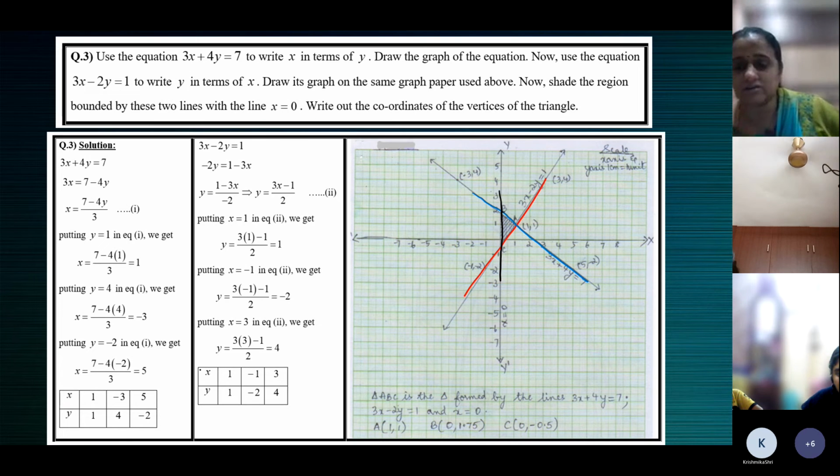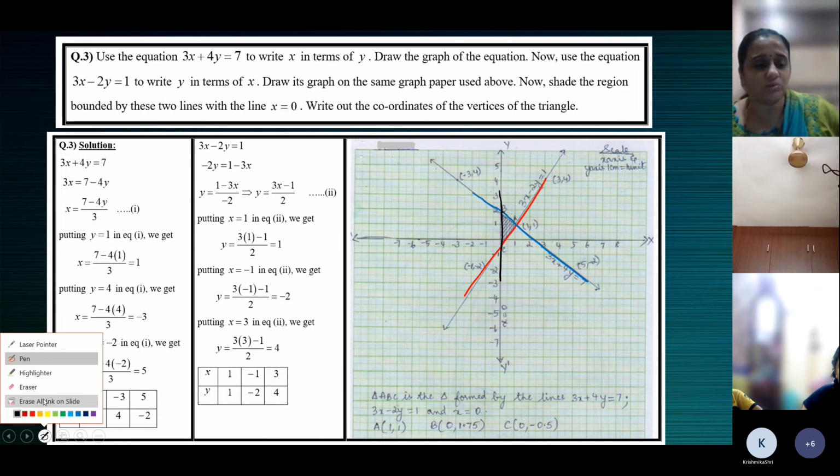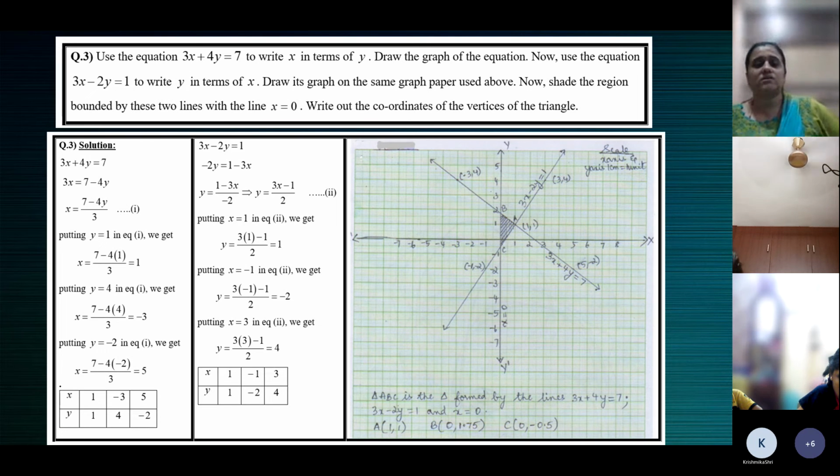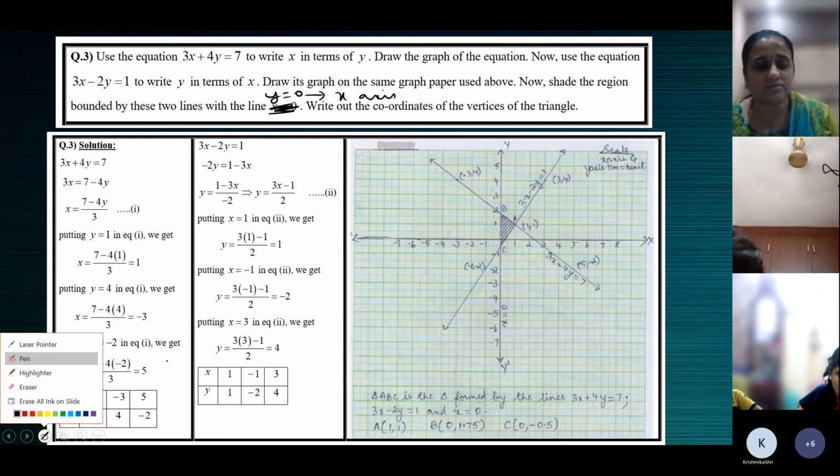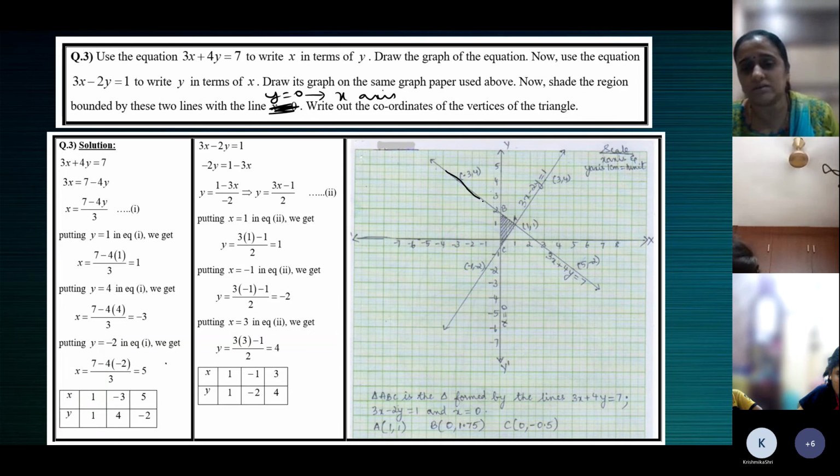Now, supposing you have to shade the triangle enclosed by the two lines and y is equal to 0. That means the x-axis. Y is equal to 0 means the x-axis. So see here, with the x-axis, this is one line. The second line here, this is the second line. And the x-axis. Y is equal to 0 is the x-axis.